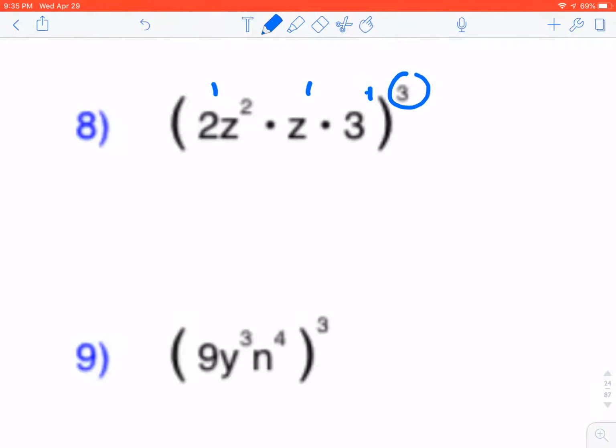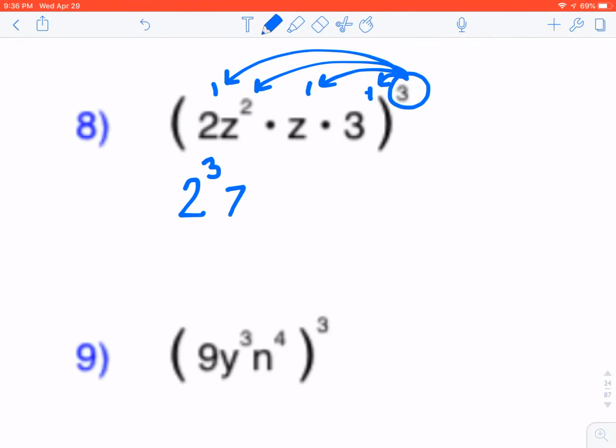Okay, we are taking the 3, which is your exponent on the outside, and again, multiplying that by all the other bases here, all the other exponents. So we have 2 to the 3rd, z to the 6th, times z to the 3rd, times 3 to the 3rd. Okay, we have 2 bases that are the same, so always look at that.